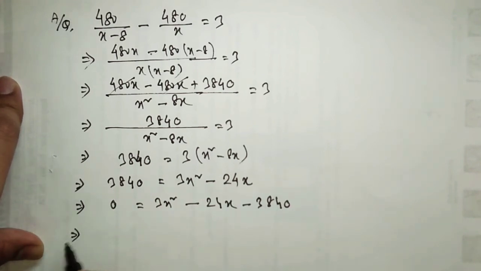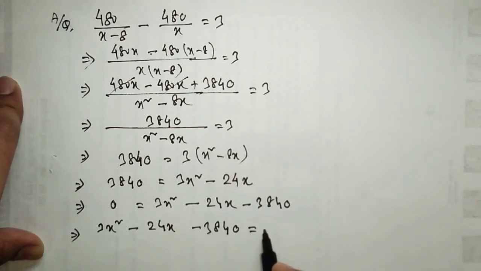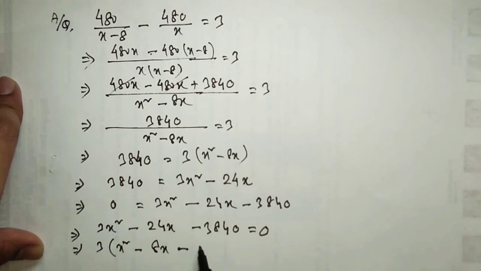Interchange the sides, because you can do it in equations, left to right, right to left. So 3x square minus 24x minus 3840 equal to 0. This is 3 8 24. From here also, 3 plus 8 is 11, plus 4 is 15, plus 0 is 15, so this number is divisible by 3. So 3 can be taken common. 3 into x square minus 8x minus, if you take 3 common from 3840, we are left with 1280, equal to 0.